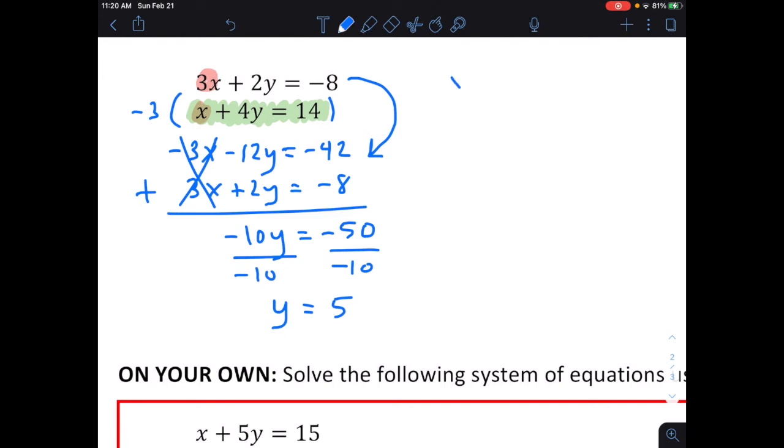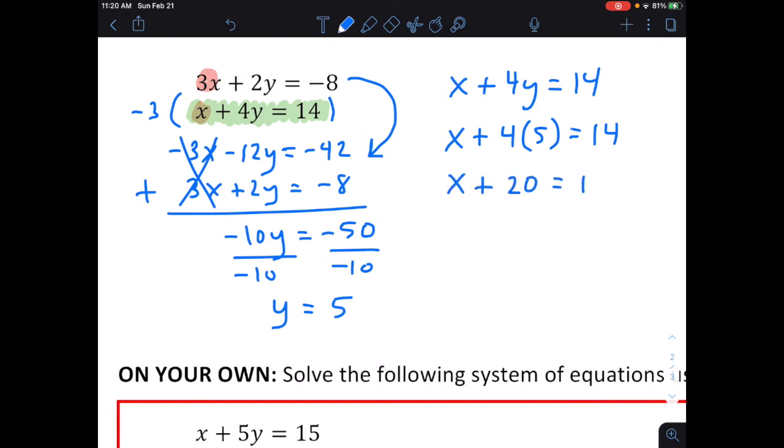And when I plug that 5 in, I'm just going to replace the y with 5. So I have x plus 4 times 5 equals 14. Okay, 4 times 5 is 20. One step, because the x is already by itself, so I just need to subtract 20. So x is -6. All right, so I have -6, 5.